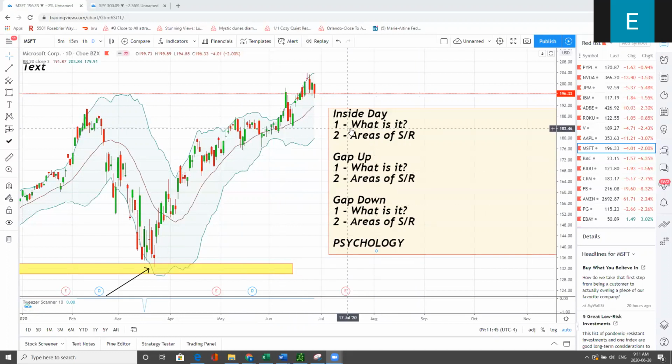So an inside day is when we open within the previous day's high and low. And the characteristics of an inside day are that we will be very choppy because we are trapped within the range of the previous day and no one in the market has control. So the buyers and the sellers are both struggling and fighting to take advantage in their direction.